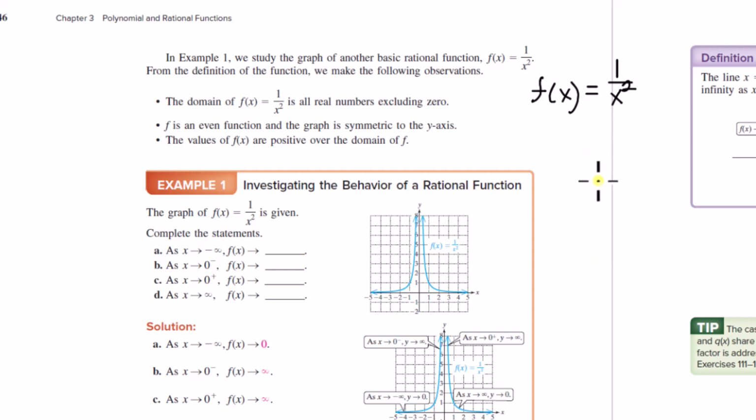And as x approaches infinity or negative infinity, still the denominator is always going to be positive. But when you have 1 divided by a huge positive number, that's going to approach 0. So we're going to have a horizontal asymptote at y is equal to 0. And there we go. So there's 1 over x squared. As x approaches negative infinity, the function approaches 0 from above. As x approaches 0 from the left and the right, the function approaches positive infinity. As x approaches infinity, the function approaches 0 from above as well.